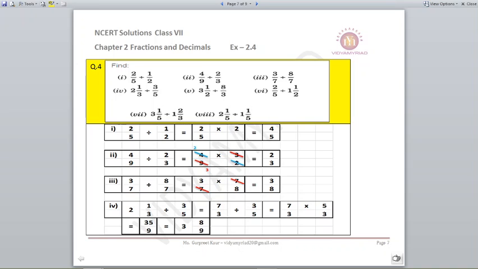So whenever you are getting improper fraction at the last, you have to convert it into mixed fraction by dividing.